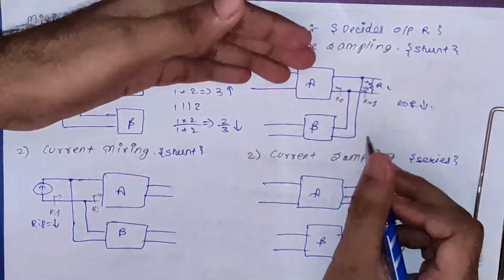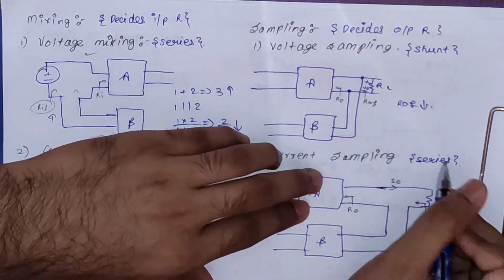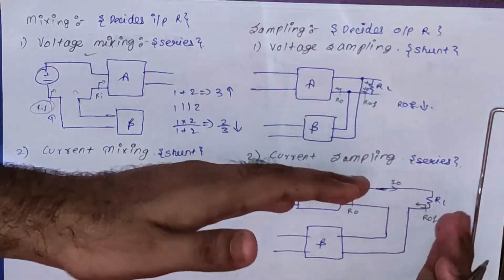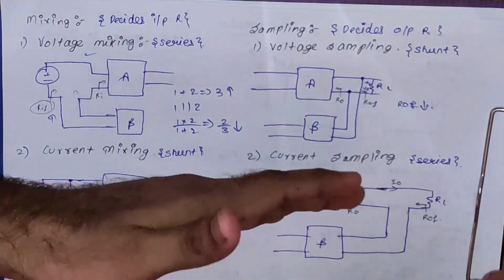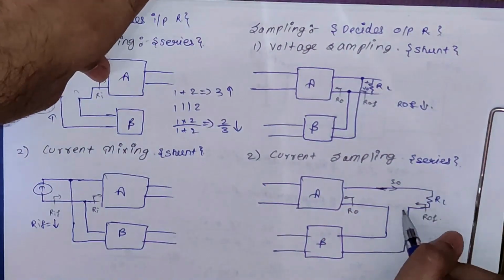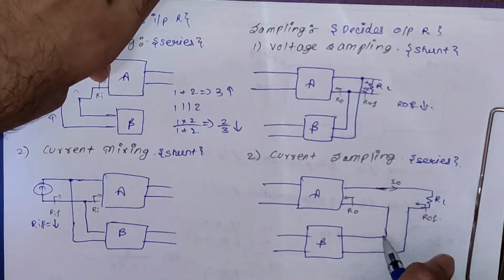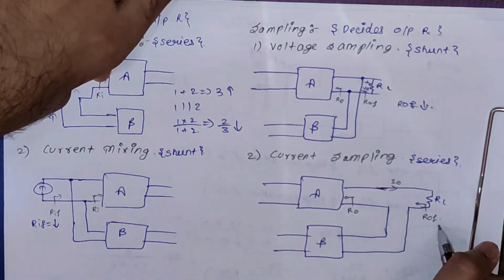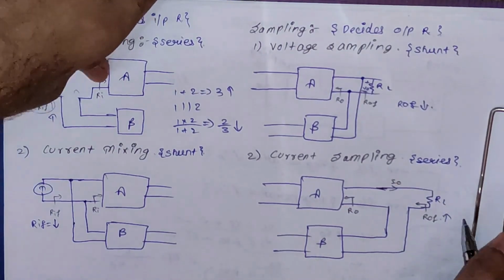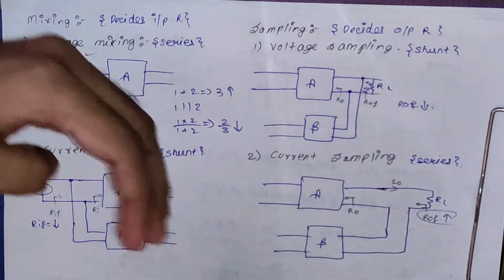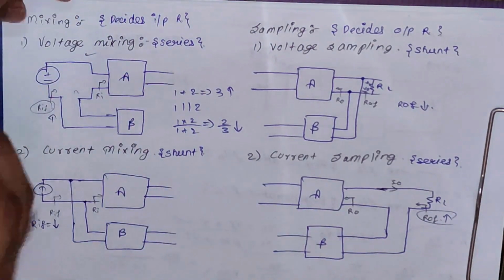While in current sampling, which is also called series sampling, the current sample is taken by the output connection in a series way. So you can see here we are taking the current sample in series. So that's why you can see the output resistance is going to increase. This will be very much helpful to solve the problems on these feedback topologies.